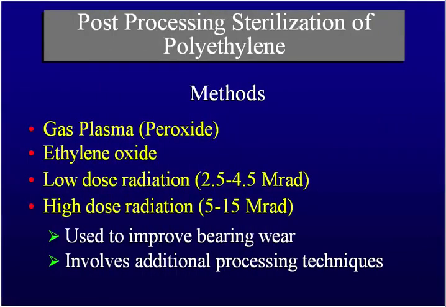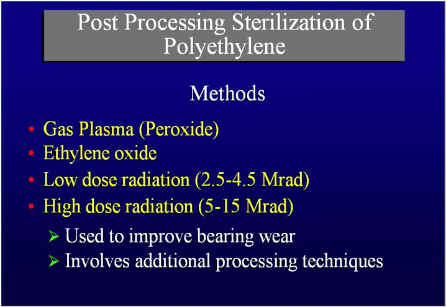Now going on to sterilization, this is a process that has really evolved in the last 5 to 7 years. You can sterilize plastic different ways. You can use gas plasma with peroxide. You can use ethylene oxide, or low-dose irradiation. Low-dose irradiation is the most common. High-dose irradiation not only sterilizes but also processes the plastic to make it stronger.